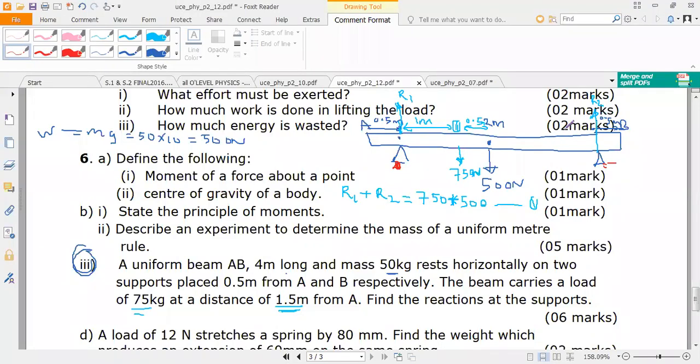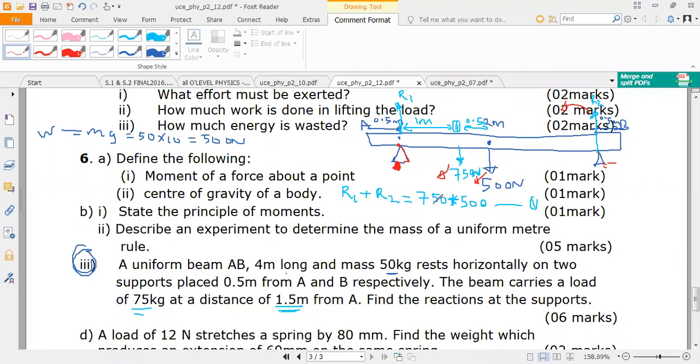We see which forces are clockwise and which ones are anti-clockwise, using this as our pivot. This force here of 750 will be acting in this direction, meaning it is clockwise. Then this R2 here will be anti-clockwise. And this R1, since it is exactly at the pivot, has no effect when resolving because it is located at the position of the pivot. So we can now go ahead and resolve.